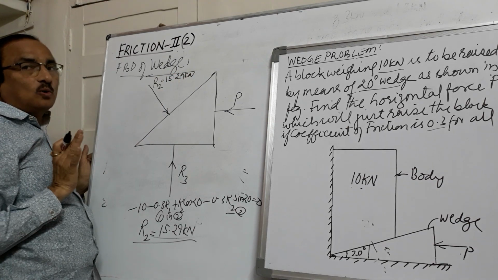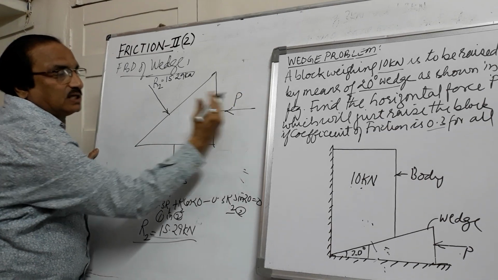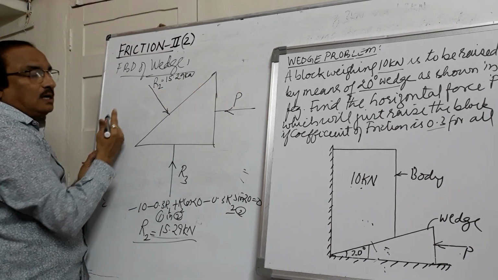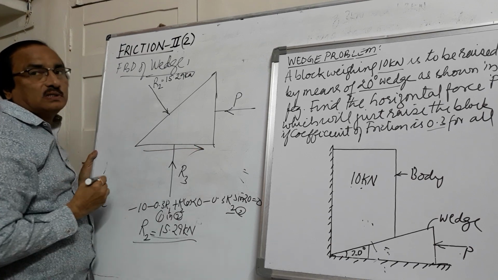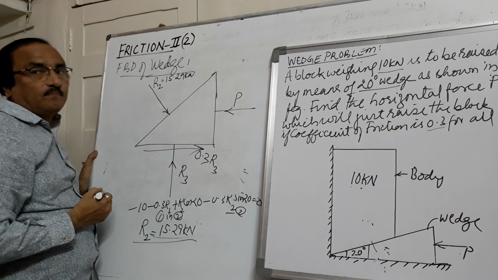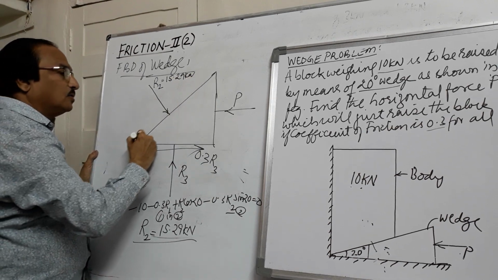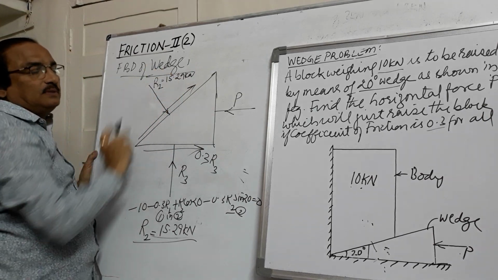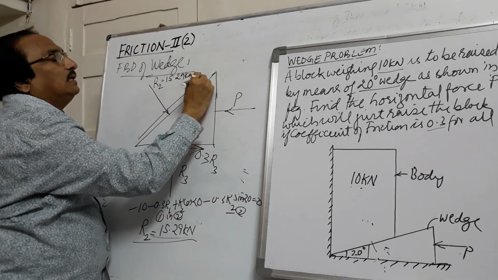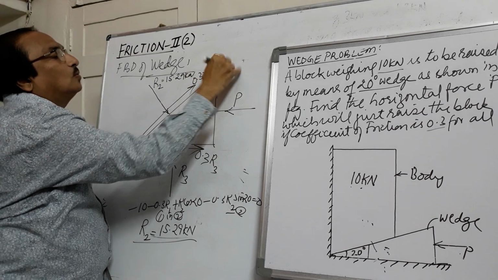So reactions are over. Now we will come to the force of friction. This wedge is definitely moving towards left, so the force of friction will be towards right. So this will be 0.3, corresponding reaction is R3. Here also, along this face, the wedge is moving towards left, so the force of friction will be up the plane. And this will be 0.3 and corresponding reaction is R2, so this will be 15.29.